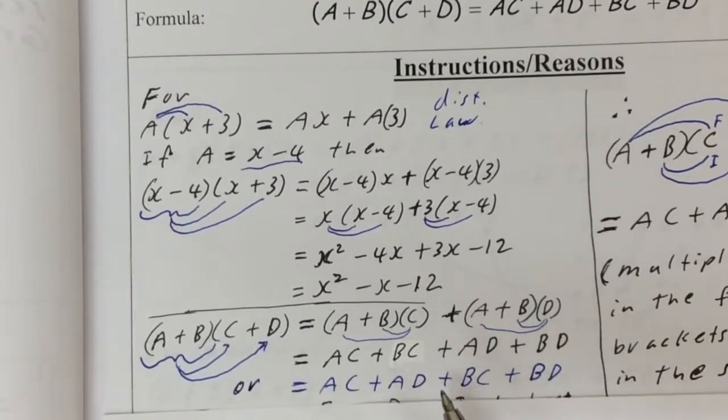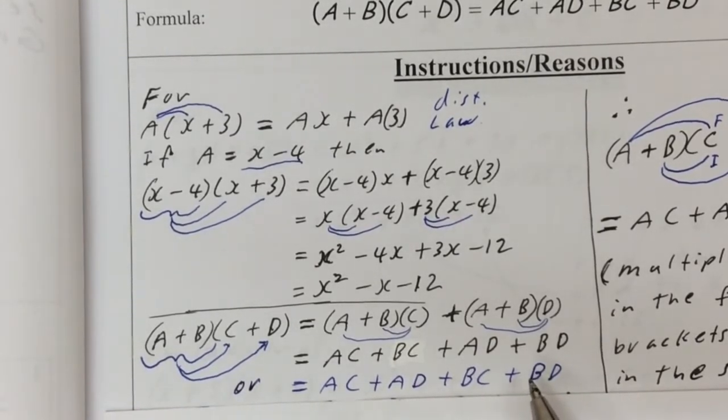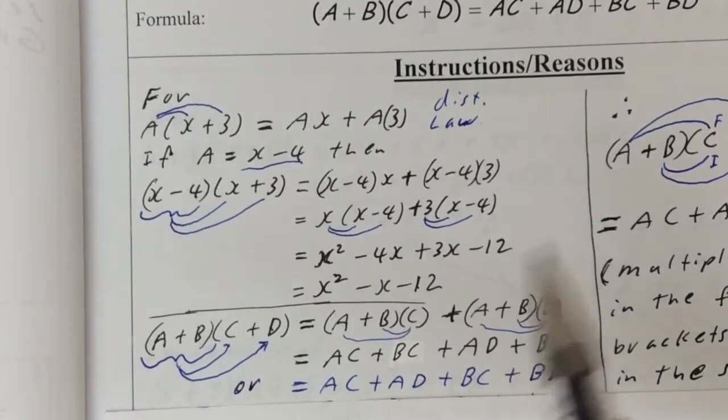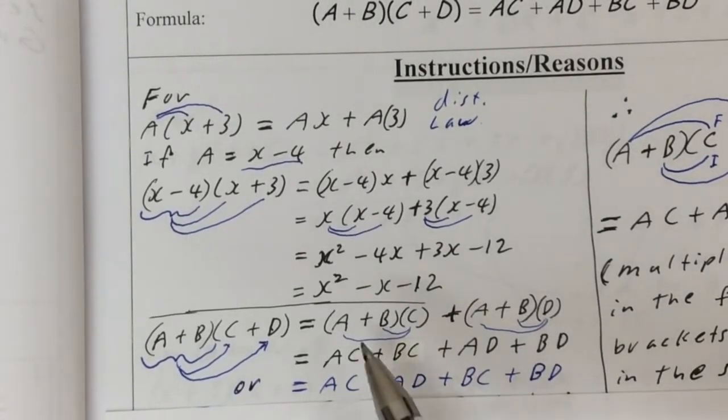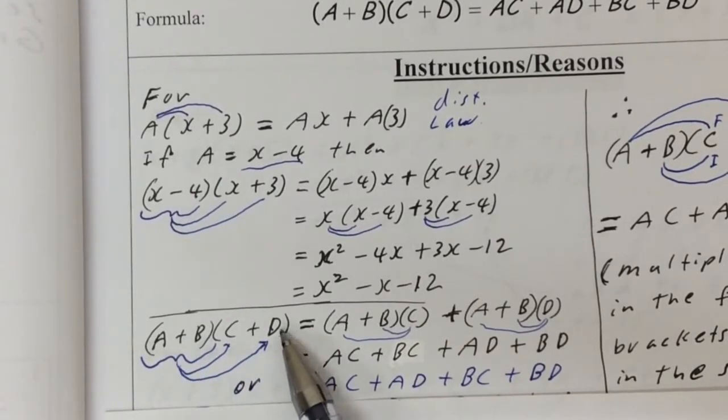We could also write it like this. I've written it in blue here, just in a different order. If I write it in a different order, then we can attach an acronym to it. Basically the way we're looking at this is, for every term in this bracket, you're multiplying it by every term in this bracket.